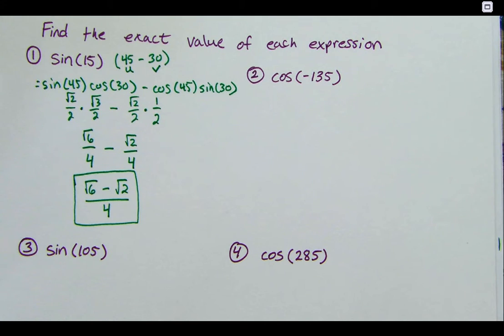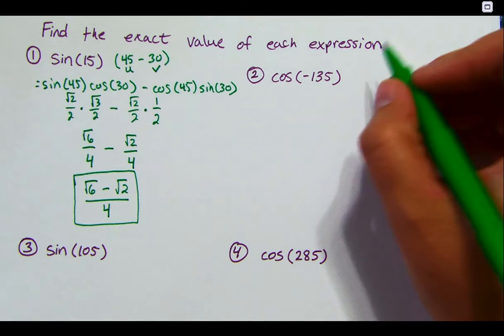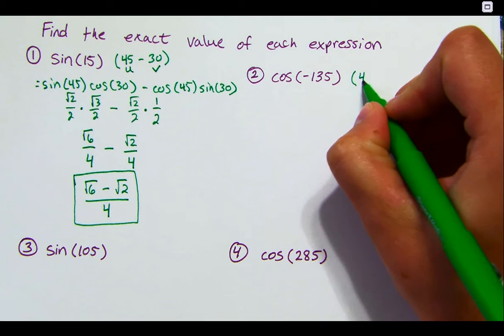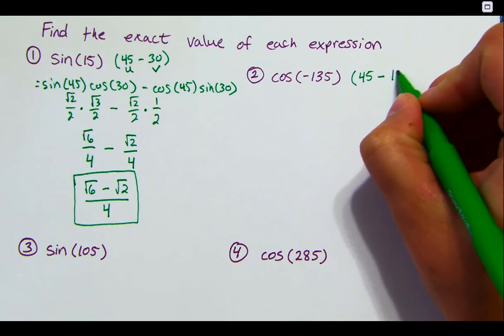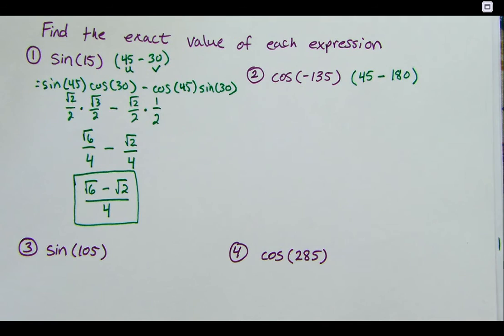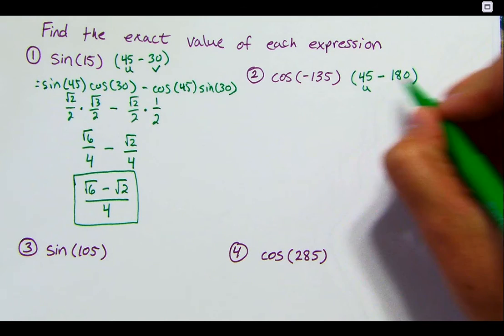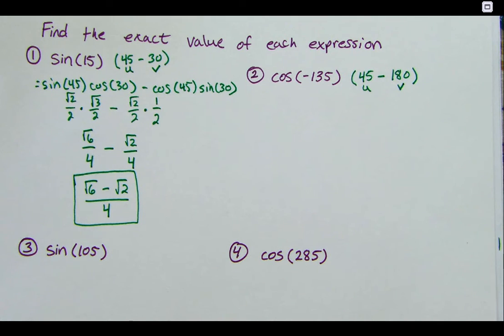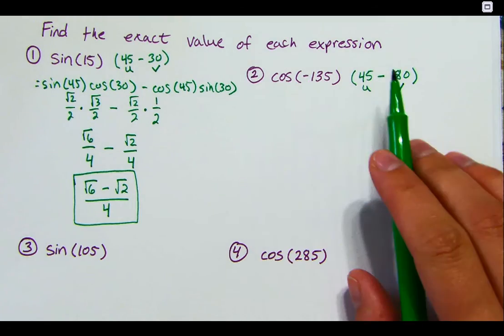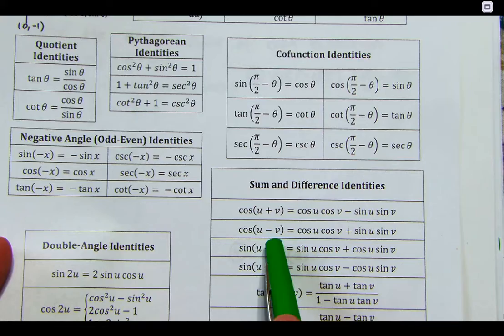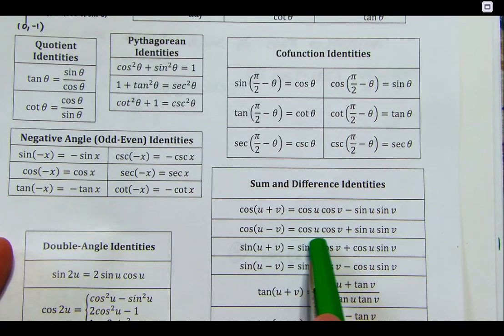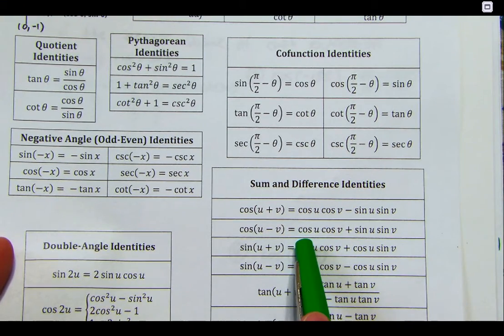All right, so we take a look at the next example. So we have cosine of negative 135. So I'm going to split this as 45 minus 180. Okay, so this is my u and this is my v. And then I'm dealing with cosine and I am subtracting. So I find cosine where we are subtracting, so that's this one. So this is the formula that I'm going to use.